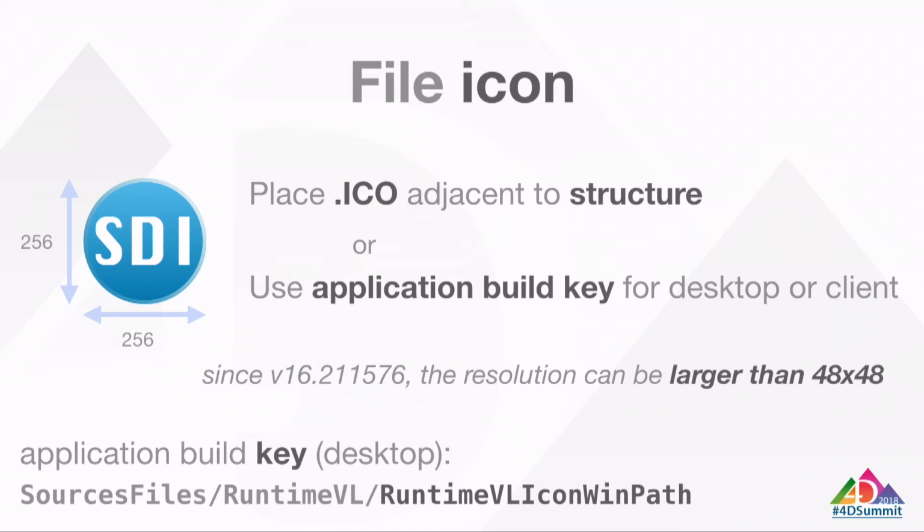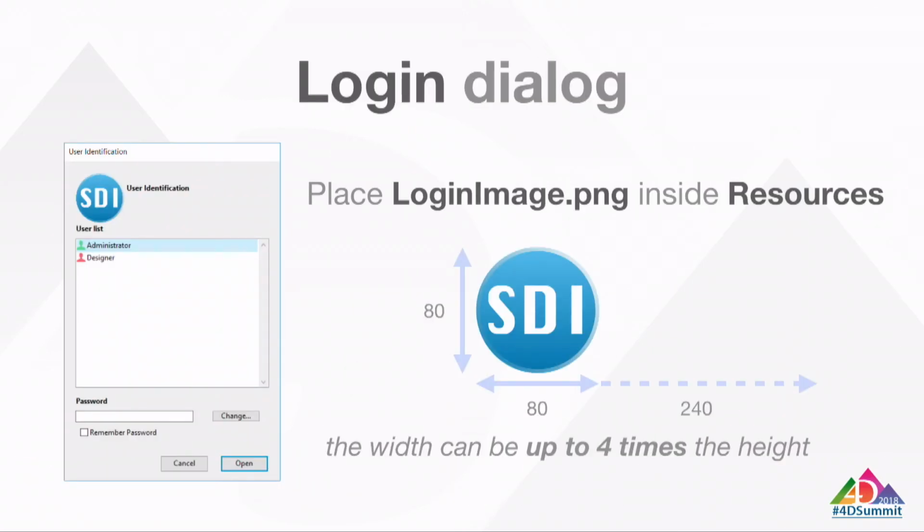Now, that has been fixed in a recent version of V16, so you can have a large, good quality icon for your custom application. You just need to create that file and place it next to the structure file, or pass a path to the runtime volume icon path key in the project file. You can also customize the login dialog by, this is a reserved name, placing a login image.png file in the resources folder, and that will display instead of the 4D icon in your login window.